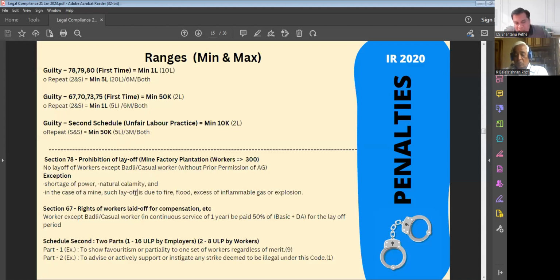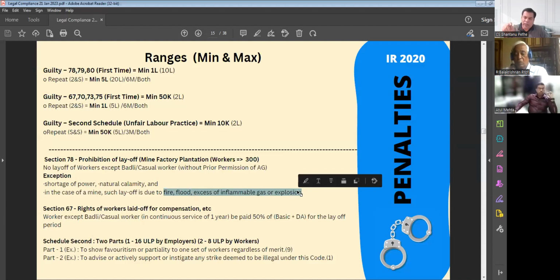This layoff is due to fire, flood, excess of inflammable gas or explosions. So this is totally focusing on the mine aspect. In these cases, you need not go for previous government approval, because it will be very difficult for you to take approval in such situations.